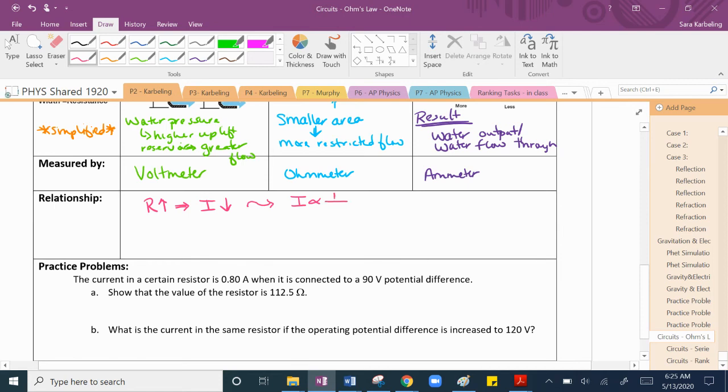it's 1 over R. We can also determine a relationship between voltage and current. As the voltage goes up, so again, this is like lifting those electrons higher and higher, giving them more energy. The more energy you give them, the higher the current goes. So here we can say that current is proportional to voltage. So you've got two things that the current depends on.